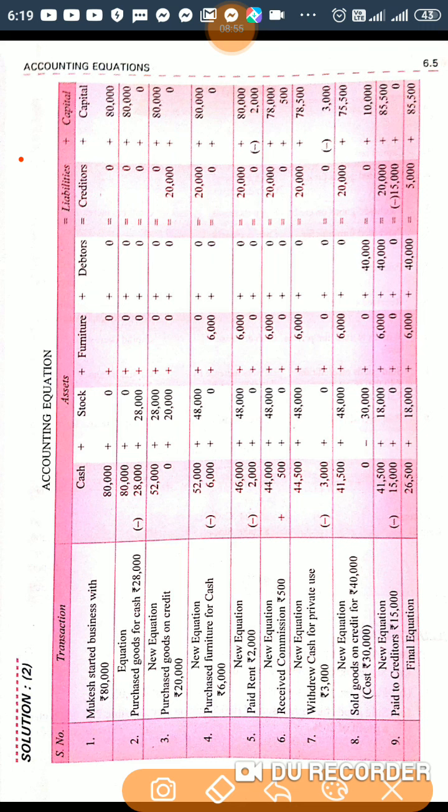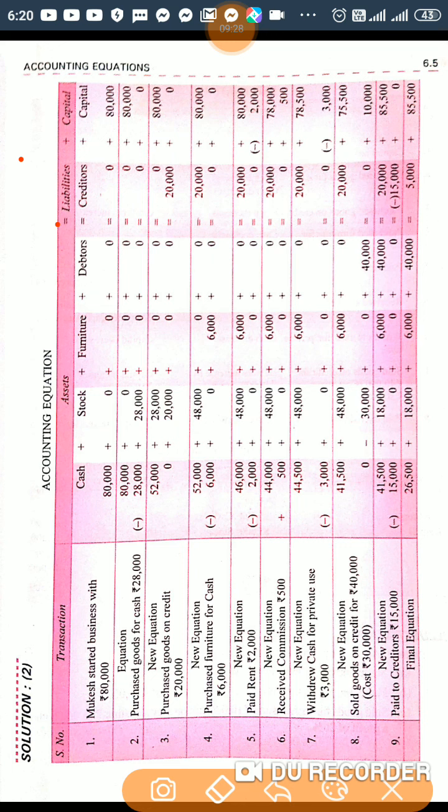So stock is involved and cash is involved. Your stock is increasing, so you will add 28,000 to the stock, and at the same time you are making payment of cash, that is cash is decreasing, so it should be deducted. You deduct 28,000 from the cash, rest is 000. Now the new equation: out of 80,000 you will deduct the 28,000, now it becomes 52,000. Stock is increased by 28,000, so you will write 28,000.